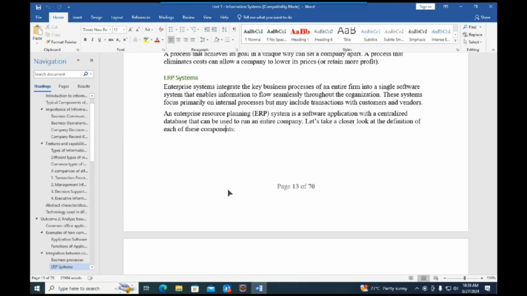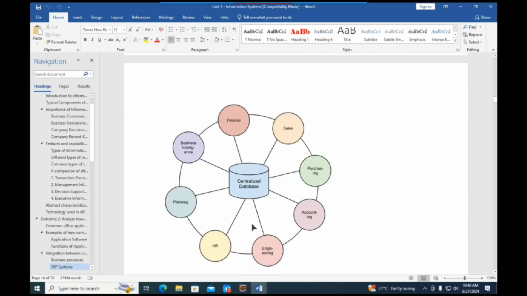So it is a software application that has a centralized database. When you say centralized database, we mean that it has one standalone database in that particular institution. It does not have many databases that are linked to each other, so there is no sharing of resources with other databases. It is a single database.